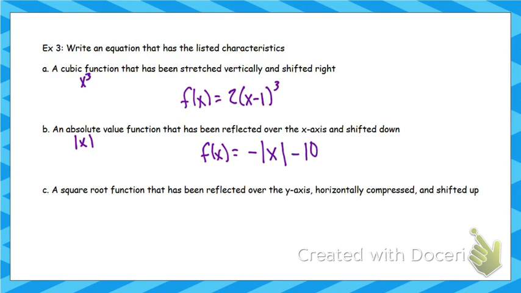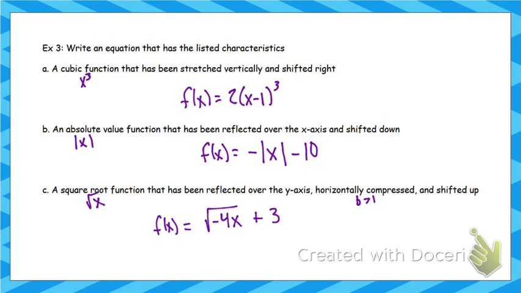All right, and then last one, square root function. So the square root of x. All right, reflected over the y, that's going to be a negative inside the radical. Horizontally compressed, that's going to be inside the radical. And also remember, if it's compressed, that number is going to be greater than 1. So any negative and any number greater than 1. So 2, 3, 4, you can pick. I'll do 4. And then we want it shifted up, so that's going to be a plus outside of the radical.